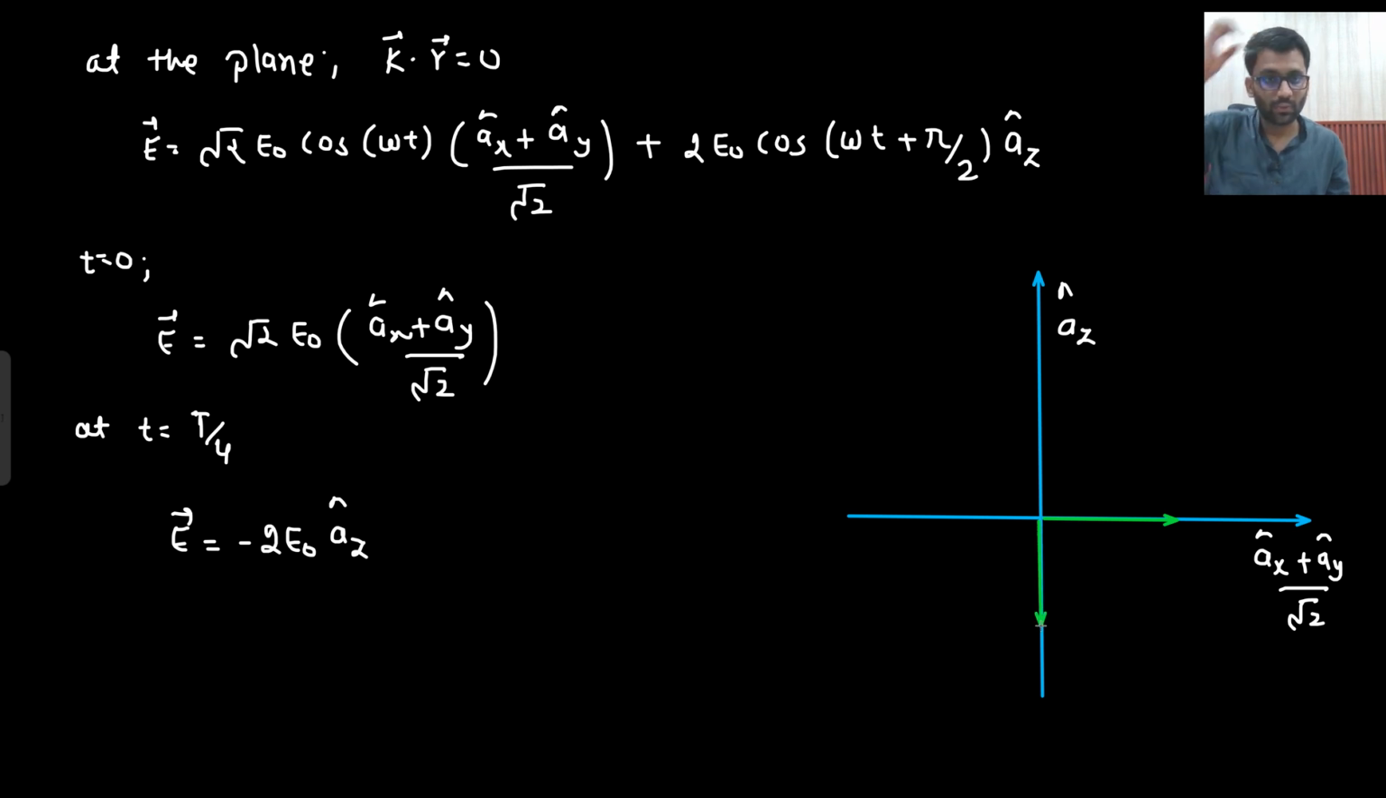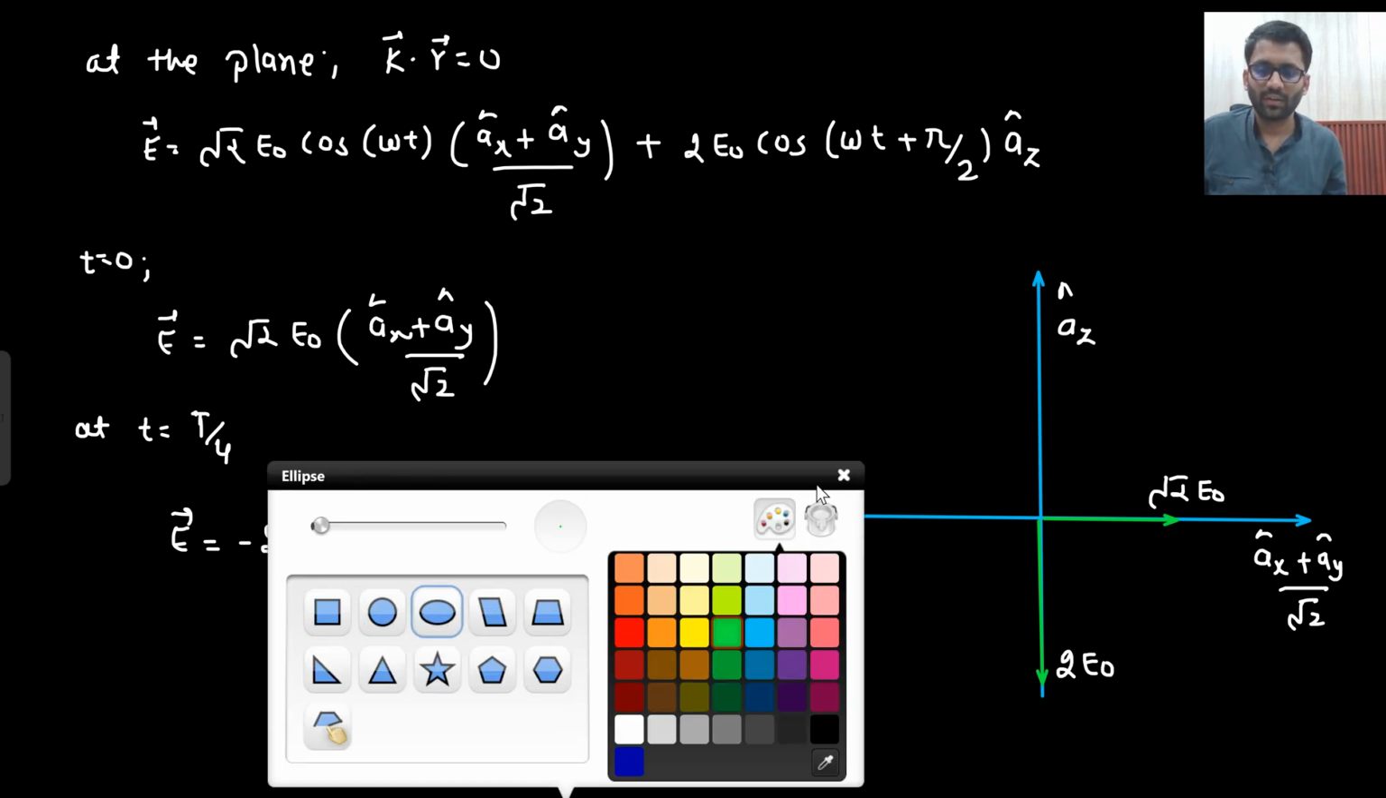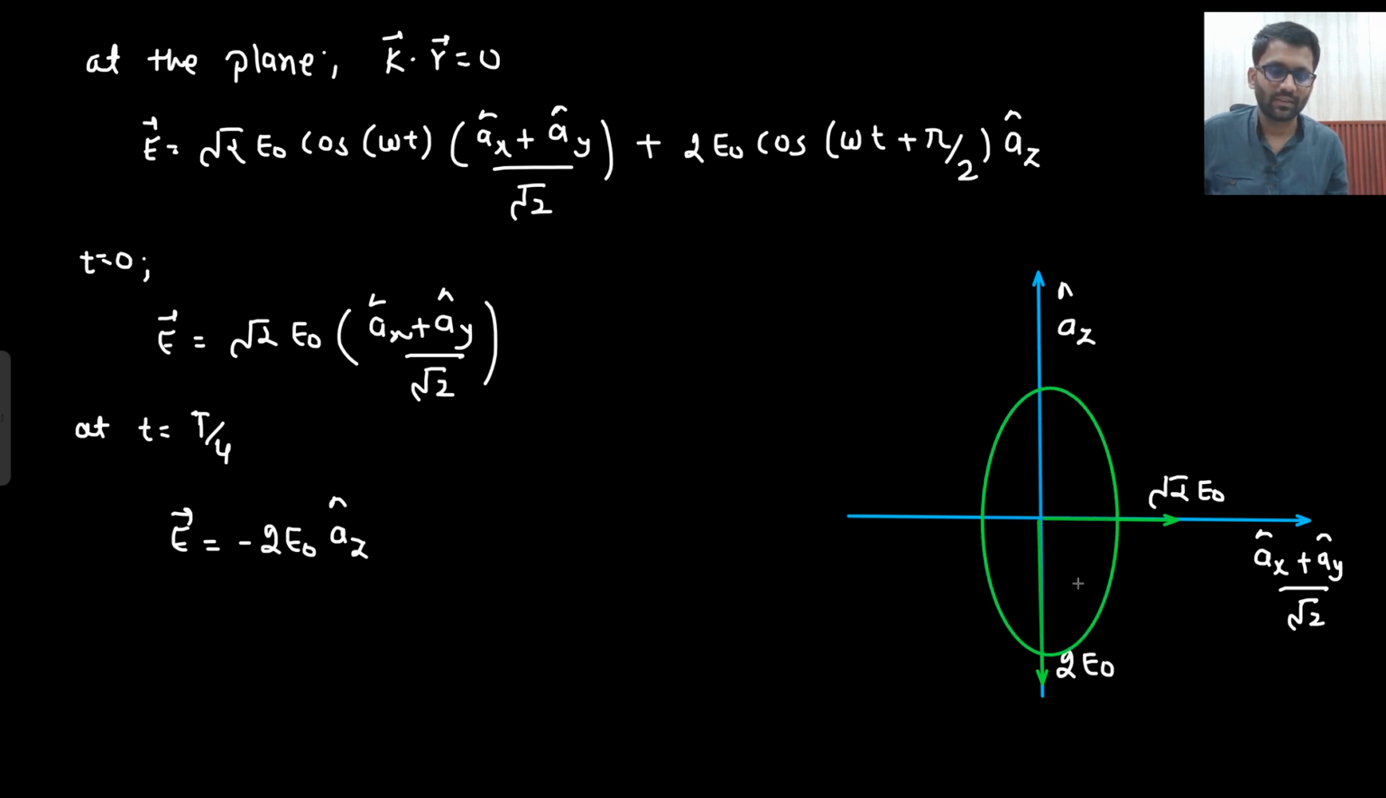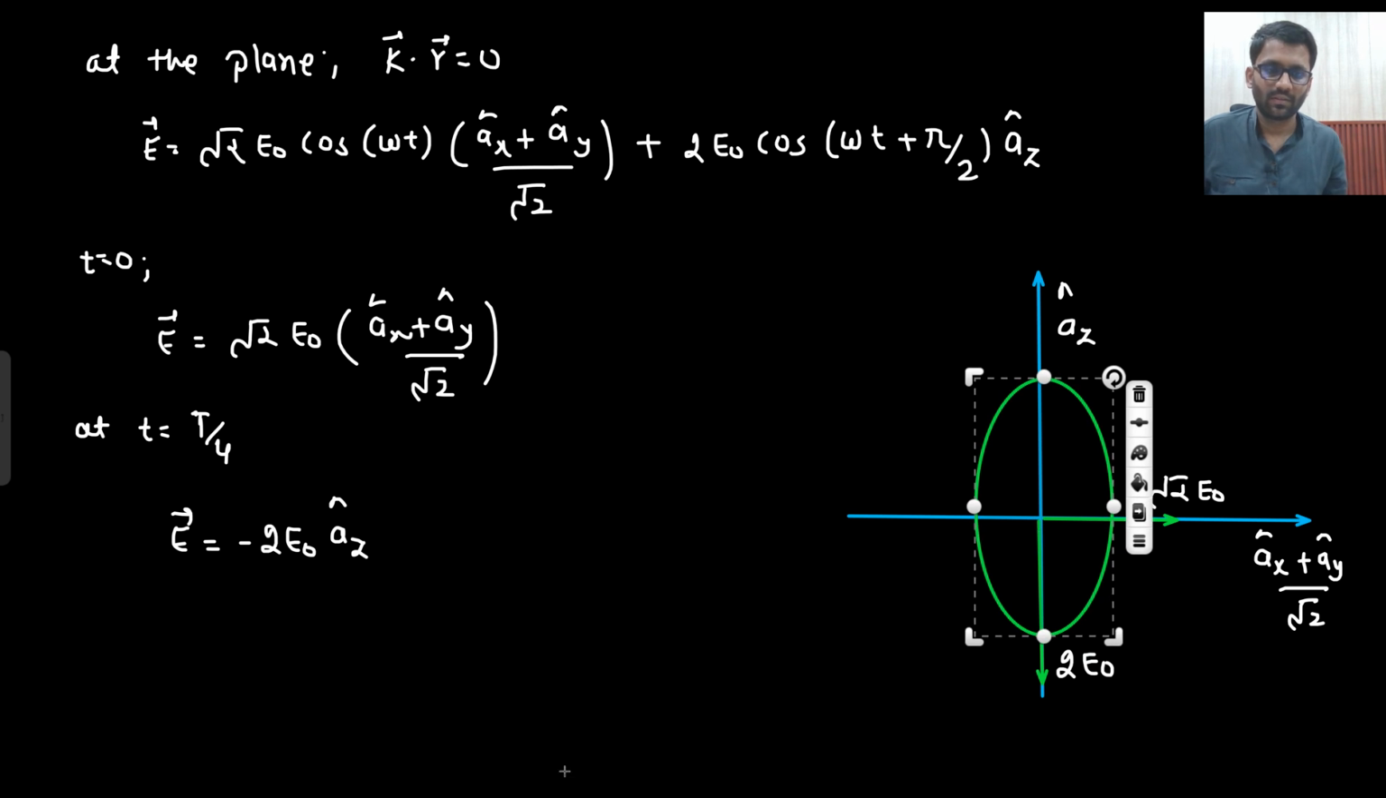Here the equivalent is minus 2 E naught, and here the equivalent was under root 2 E naught. So which equivalent is larger? The lower one. So how will the ellipse look like? The ellipse will look something like this. So this is how the ellipse will look.